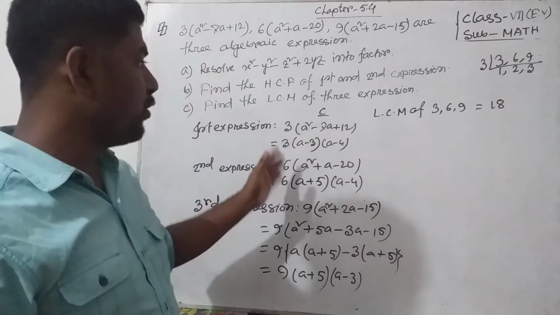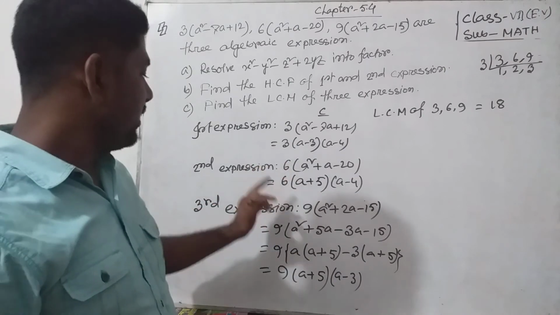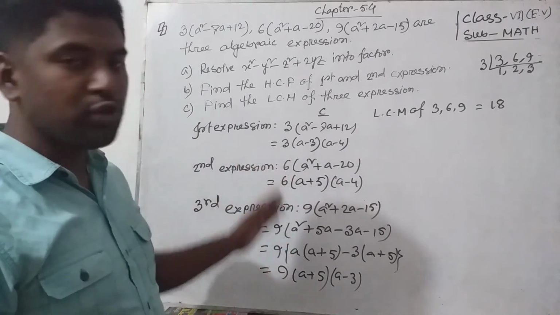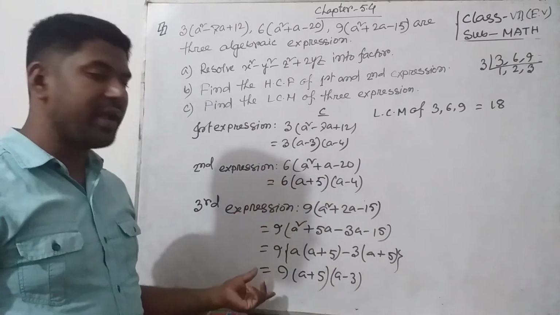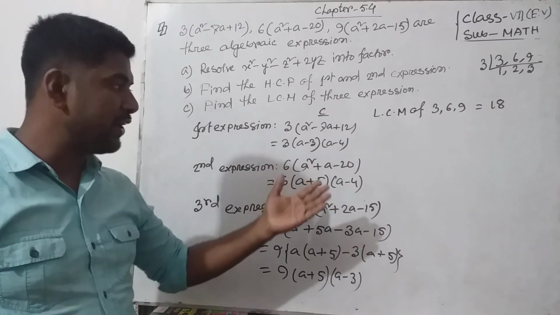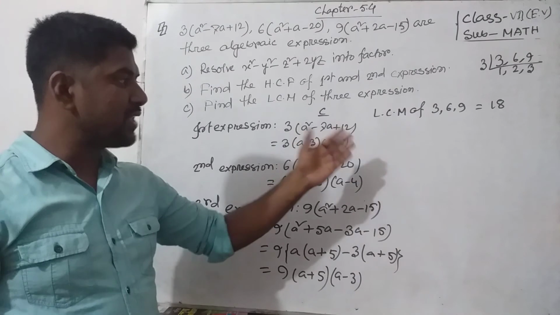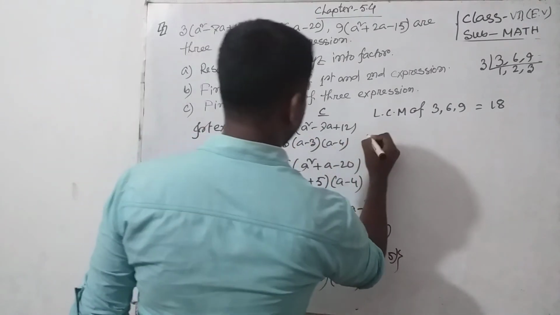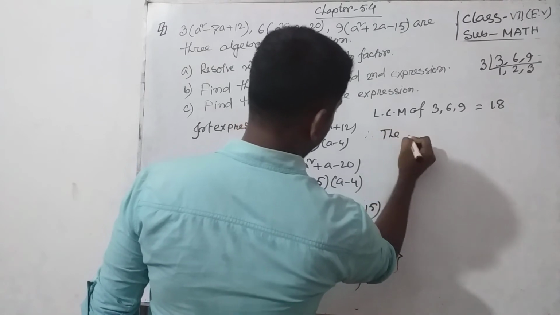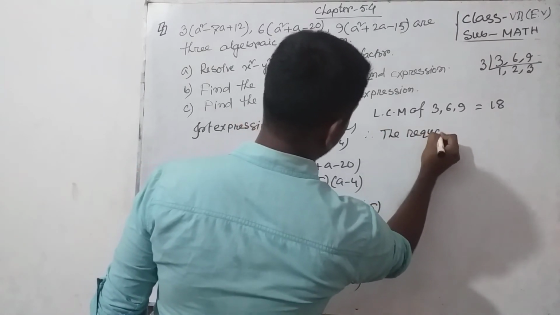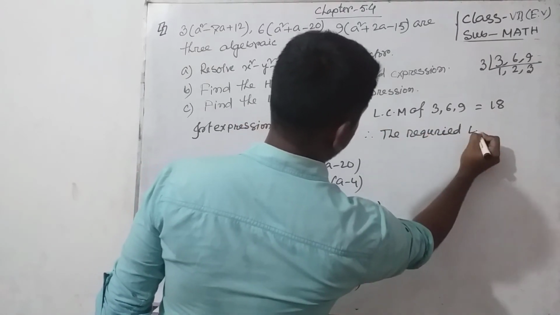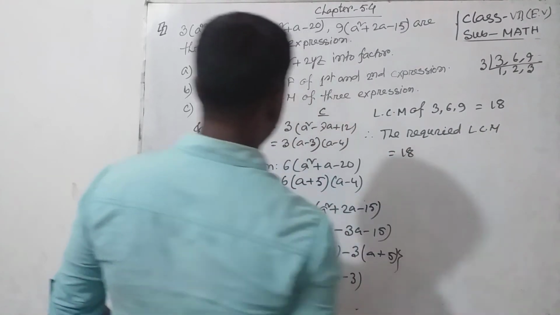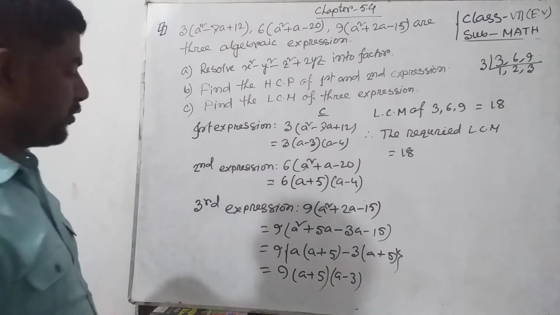At first I find out the coefficient of 3, 6 and 9. আমরা কি করেছি, সাংখ্যিক সহগ যেগুলো আছে 3, 6 এবং 9 এর লসাগু ফাইন্ড আউট করেছি। The LCM of 3, 6, 9 equal 18. So we can write the required LCM is 18.